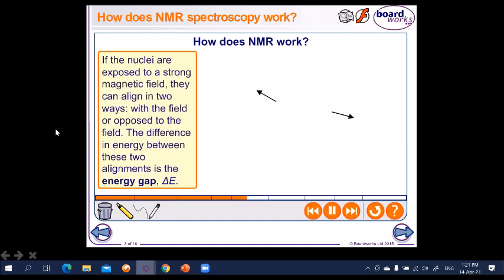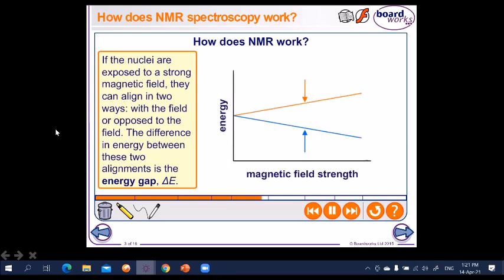If the nuclei are exposed to a strong magnetic field, they can align in two ways: with the field, which is the lower energy level, or against or opposed to the field, which is a higher energy level. The difference in energy between these two alignments is what we call the energy gap, or delta E.